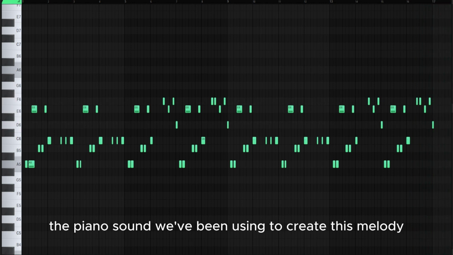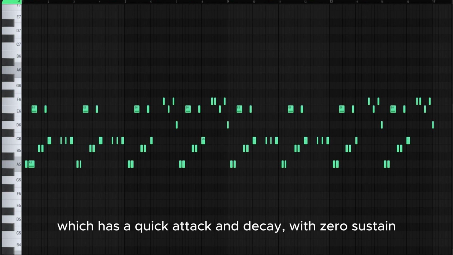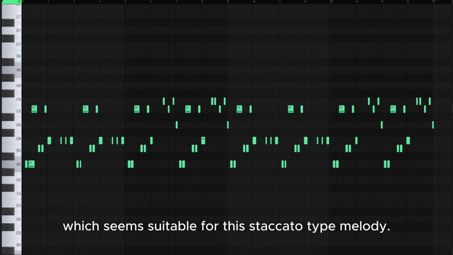Finally, we've replaced the piano sound we've been using to create this melody with a plucky bell-type sound, which has a quick attack and decay with zero sustain, which seems suitable for this staccato-type melody.